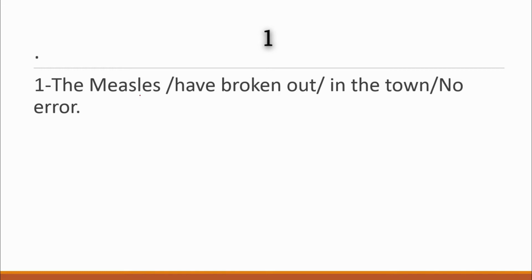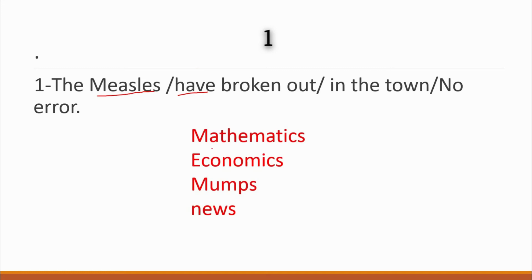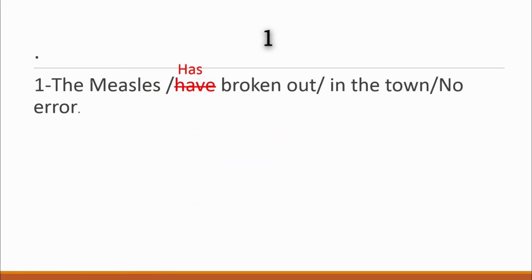Now this might look right because the noun here, measles, carries an es in the end, which makes it look like a plural noun, and have is a plural verb. But note down that there are certain nouns which look like plural but are actually singular and thus will always carry a singular verb. For example, mathematics, economics, mumps, news, measles, these are singular nouns and thus will have a singular verb. And the right sentence is, the measles has broken out in the town.